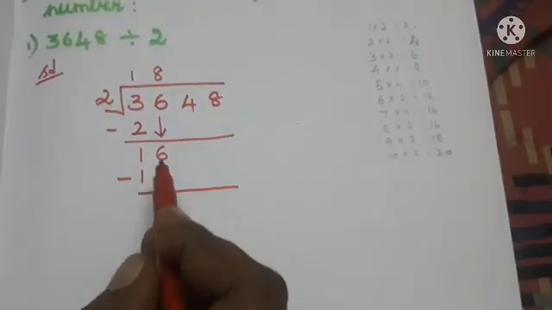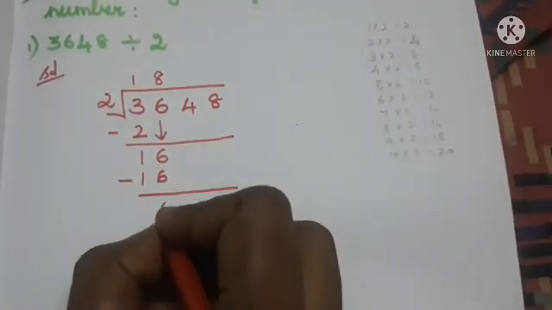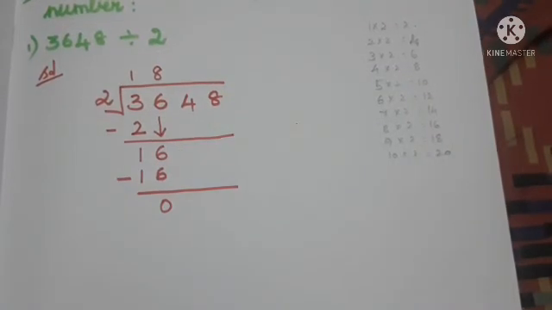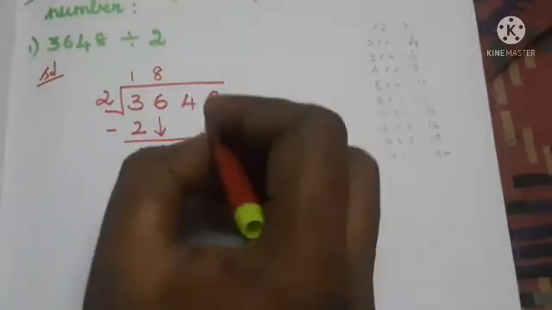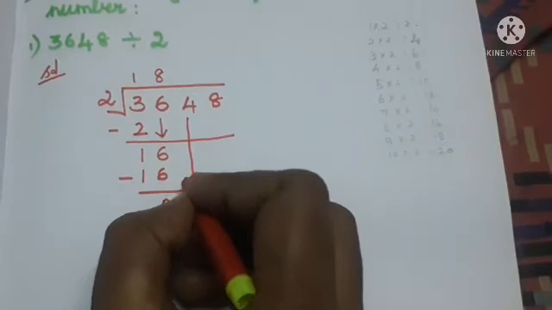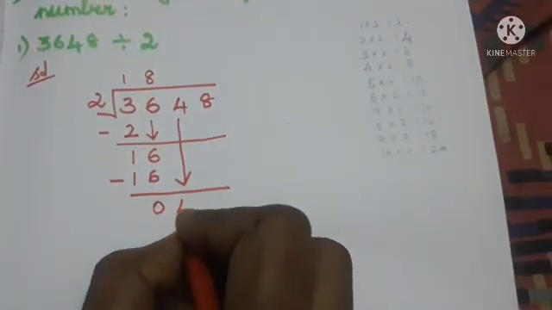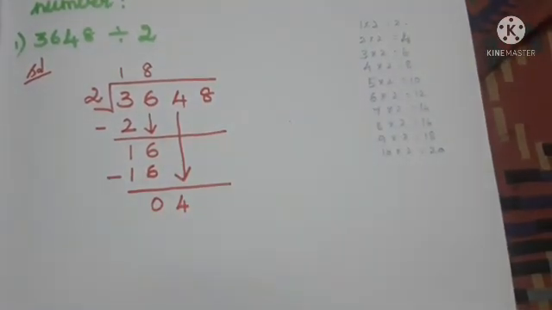We know that 16 minus 16 is what? 0. Okay, we got 0 balance. Next we have to bring the tens place value down. So bring down the tens place value. What do we have at the tens place? Yes, we have 4.